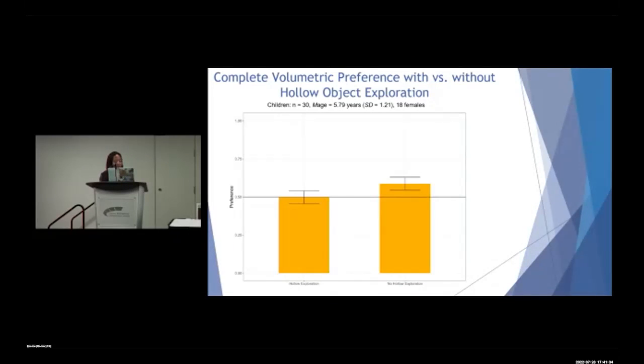And so, here are some preliminary results where we can see the idea that playing with hollow objects, which is labeled hollow exploration on the x-axis, seems to lead to a lower complete volumetric preference compared to children who did not play with these hollow objects.